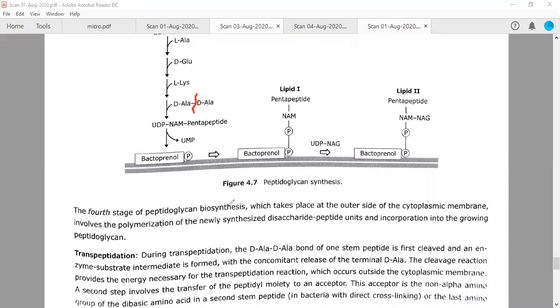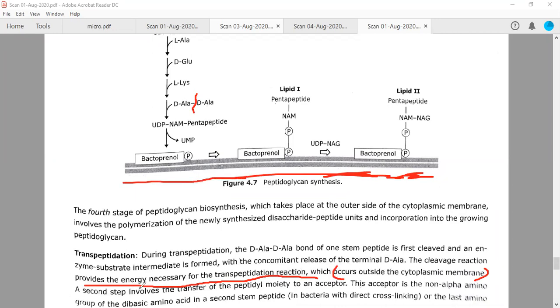So this bond is broken, and this D-alanine which is released will provide the energy which is necessary for the transpeptidation reaction to happen, which occurs outside the cytoplasmic membrane. So this is happening outside the membrane, because the cell wall is present here outside the cell membrane, the plasma membrane.